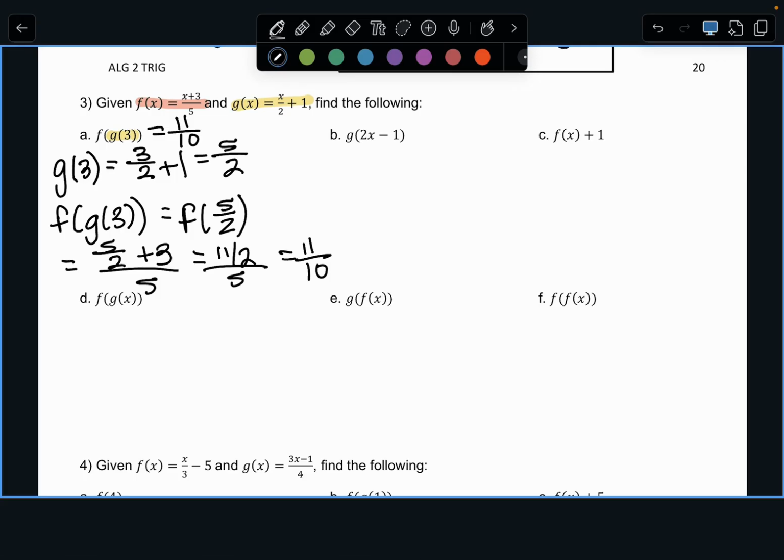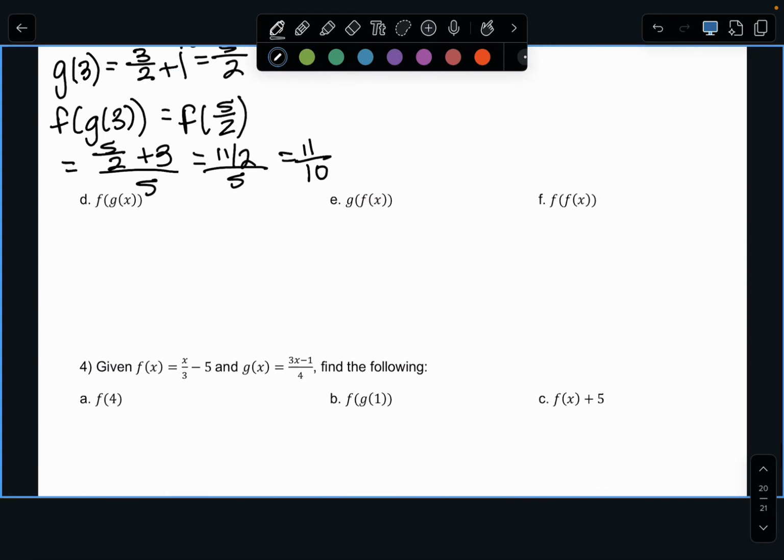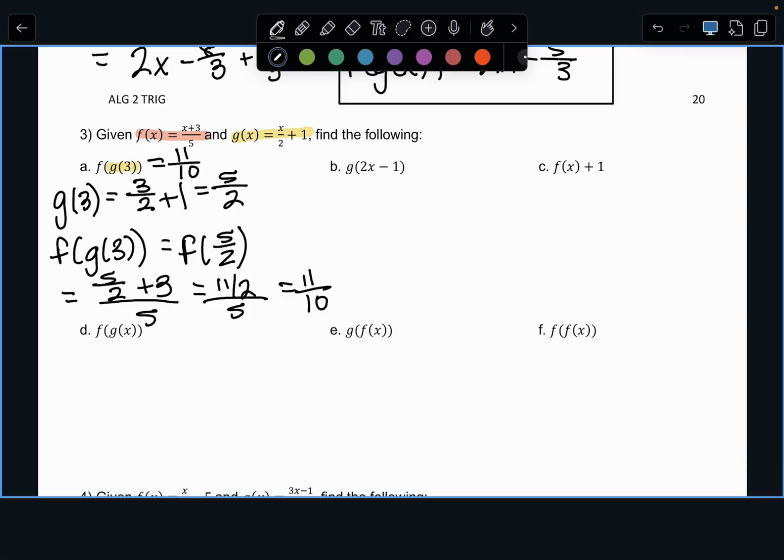Let's skip part B. We did one very similar to that up here, and part C up here. So let's go to part E. We'll go to part E, but let's do part C real quick first. Let's do part C. F of x plus 1. If I look at f of x, is x changing at all? Am I plugging anything into x? No. So f of x plus 1 is just my f of x function, x plus 3/5 plus 1.